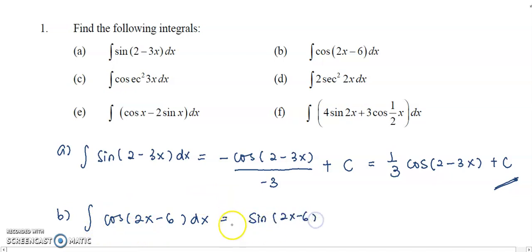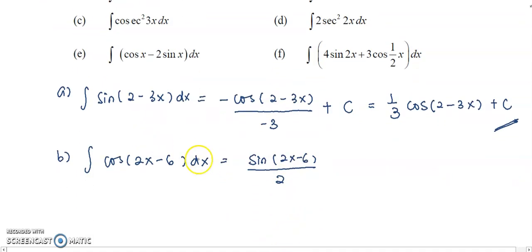And the next step, I'm going to check the negative sign, is it? I need to put a negative here. I will check back. I differentiate sine, I get positive cos. Meaning that I then need to divide my answer, my sine, by 2, because this is your a, according to the formula. This is your a divided by 2 plus constant c.